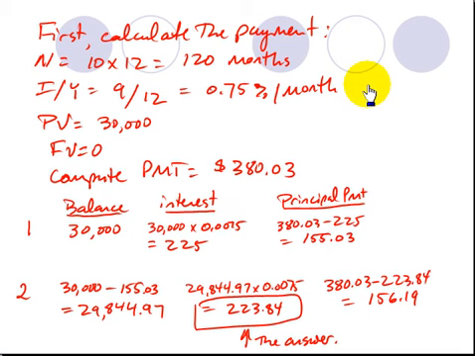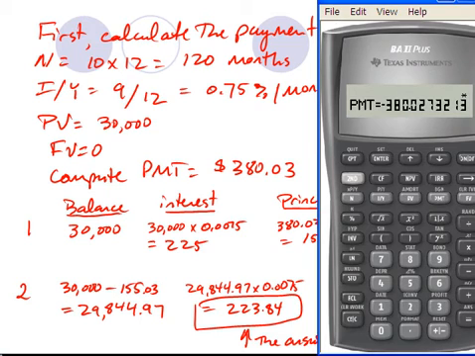The first step in this problem is to calculate how much the monthly payment is. We have 10 times 12, 120 months. We have an interest rate of 9 divided by 12, or 0.75% per month. We've got a loan amount of $30,000. The future value is 0 because there is no balloon payment at the end. And so now let's use the BAII Plus in order to do the calculation.